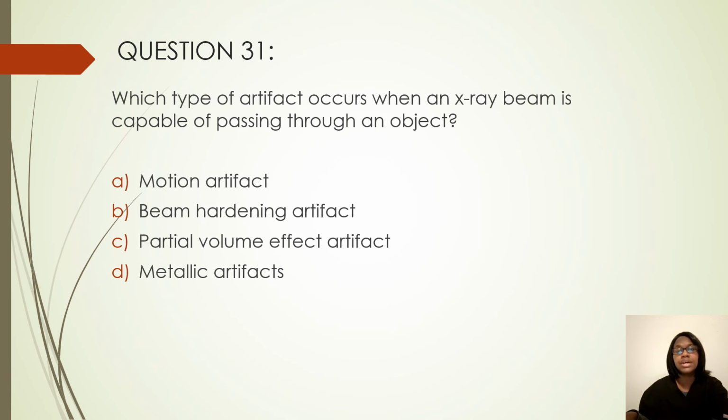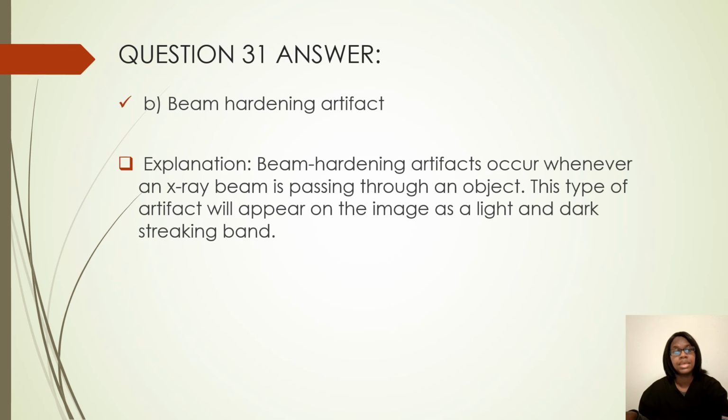Which type of artifact occurs when an X-ray beam is capable of passing through an object? Motion artifact, beam hardening artifact, partial volume effect artifact, or metallic artifacts. So now we're talking about our artifacts. Beam hardening artifact. So whenever this occurs, it's going to be passing through an object, and it will appear as a light or dark streaking band on the image.